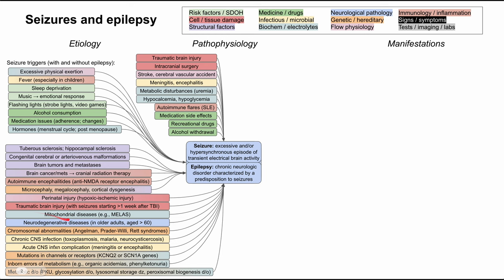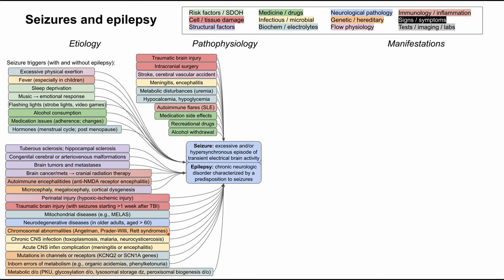Here we've noted that when the seizures start over 1 week after the injury itself, the traumatic brain injury itself, that would be considered epilepsy, compared to if it was a seizure occurring right after the traumatic brain injury or right after the surgery, that's just considered a symptomatic isolated seizure. There are some mitochondrial diseases like MELAS that can cause epilepsy. Neurodegenerative diseases, this is typically in older adults that have dementia, aged 60 years old or older, can have epilepsy as well. Some chromosomal abnormalities like Angelman syndrome, Prader-Willi syndrome, and Rett syndrome might manifest with epilepsy.